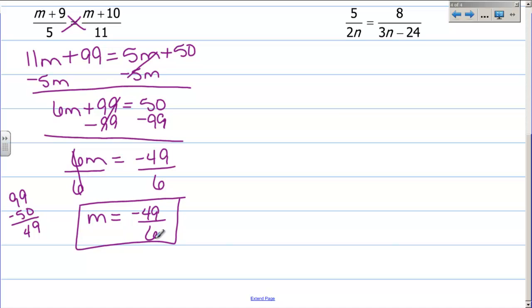You can divide if you want, but I'm willing to bet that this is a repeating decimal, and you will learn pretty soon that I don't like repeating decimals, so just leave it as a fraction.